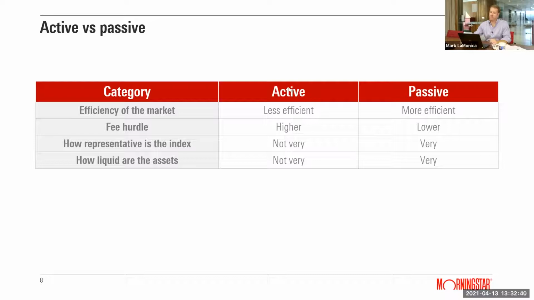If it's not representative at all, and there's all these different corners of the market that a smart manager can go into, then potentially active works better. How liquid are the assets? Liquidity in assets simply means how easy is it to go out there and build a position? Like how much are you going to move the market if you're trying to build a position in these securities?